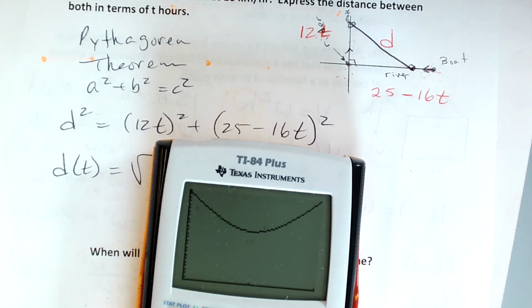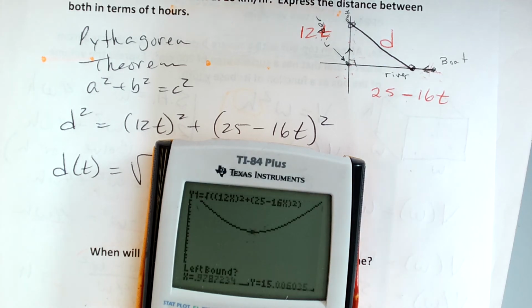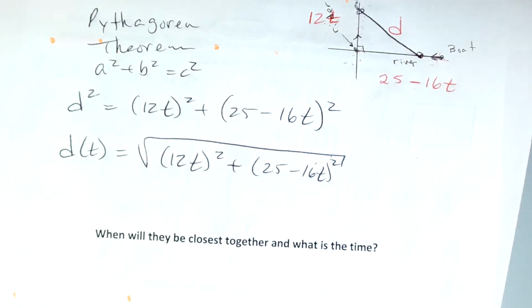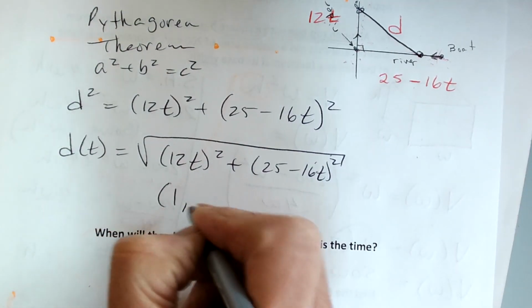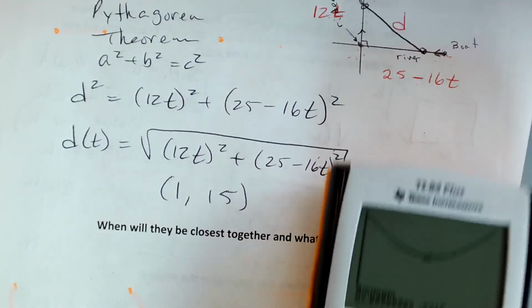Yeah, it's hard. So here's a feature on this calculator I really like. I go to second calc. It allows me to find a minimum. It needs a boundary. Okay, so then I get this answer, 0.999999. How about 1? You okay with 1? So we'll put a point at 1, comma 15. Okay, that's my point.